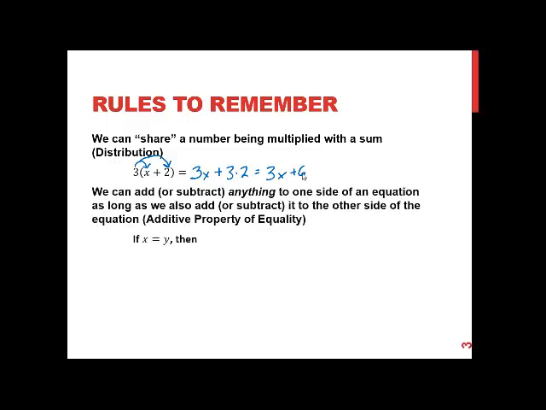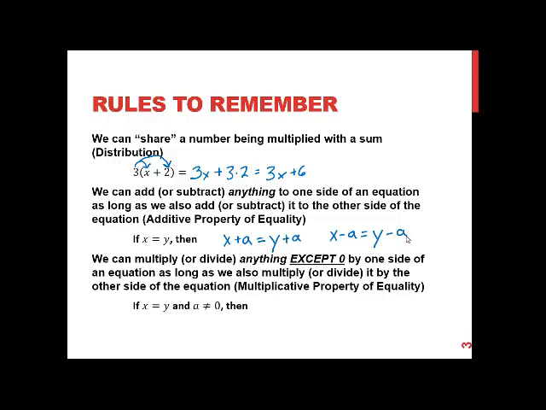We can also add or subtract anything we want to one side of an equation, as long as we also do the same thing to the other side of the equation. This is the additive property of equality. In other words, if we have two values that are equal, x and y, we can add anything we want to one side as long as we also do the same thing to the other. And it goes for subtraction too, because subtraction and addition are really the same thing, just going in an opposite direction.